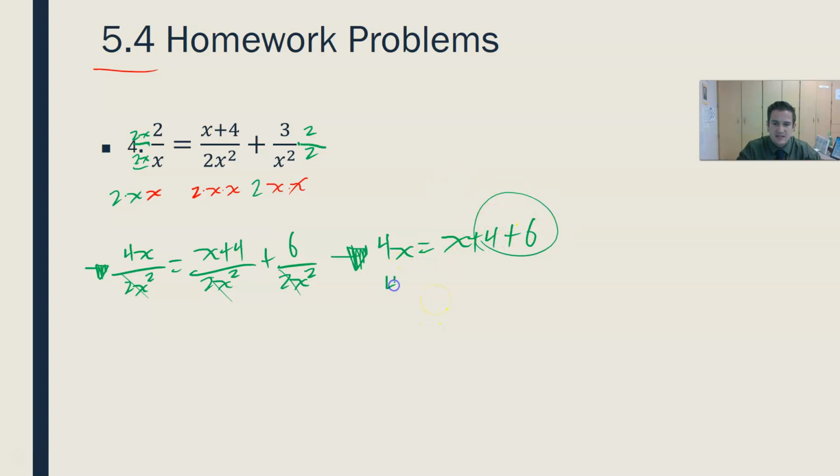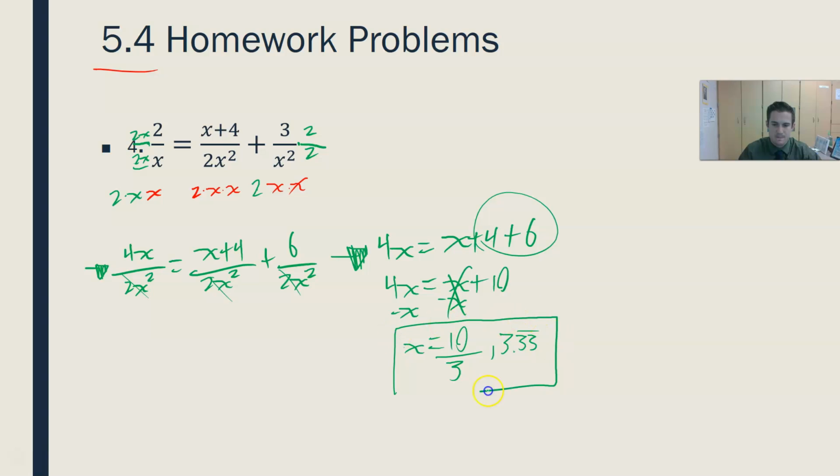So let's see, I can combine these together. On this side, 4x equals x plus 10. I'm going to subtract x on both sides, like so. Because x minus x is 0, 4x minus x is 3x equals 10. Then since I have 3 times x, I'm going to divide by 3 on both sides. So my final answer is 10/3, or as a decimal, 3.33 repeating, 3.3-ish. So my answer is 10/3.